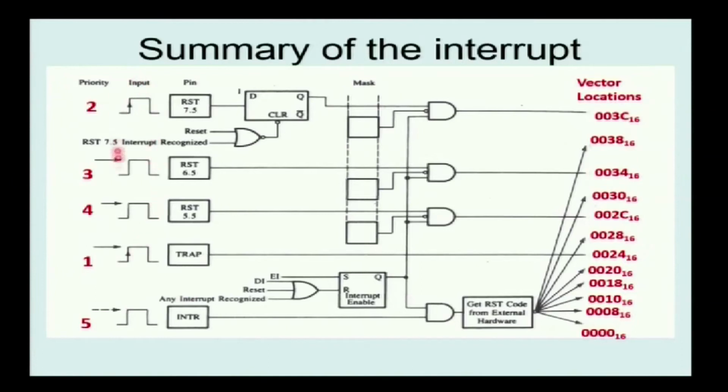Then, based on the activation level, how we are enabling the interrupt: RST 7.5 is edge triggered. So, this is positive edge triggering. So, RST 7.5 is activated by a positive edge. RST 6.5 is high level sensitive triggering, because it is a high level. RST 5.5 is also high level sensitive triggering. TRAP is both level sensitive and edge triggered.